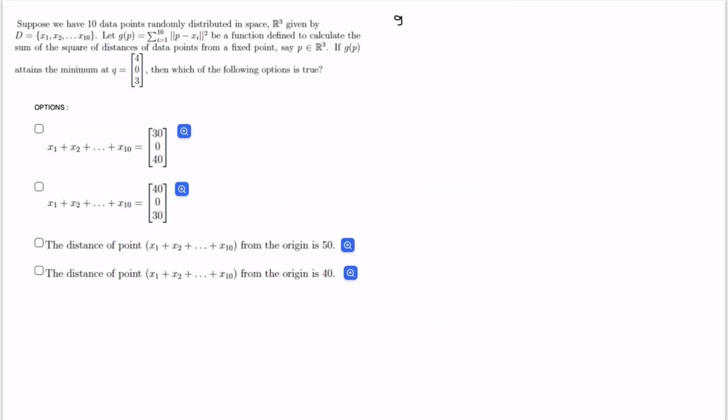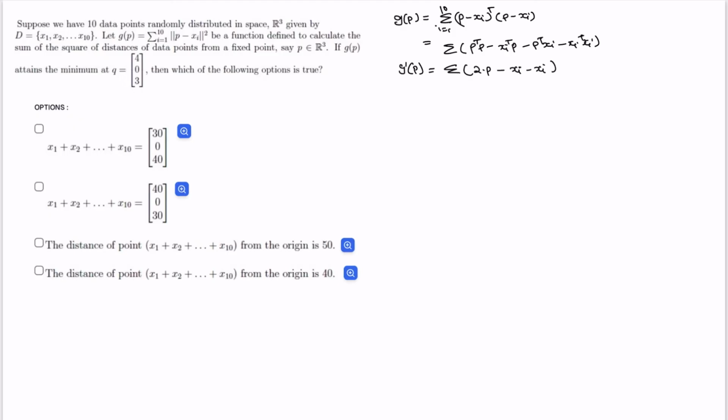Alright, so in this question we have G(P) equal to the summation, i running from 1 to 10. So the norm squared can be written as (P minus Xi) transpose times (P minus Xi), right? So now I can expand this as P transpose P minus Xi transpose P minus P transpose Xi minus Xi transpose Xi. Now let me take the derivative of G with respect to P. So I will get 2(P minus Xi), which is nothing but 2P minus 2 times Xi.